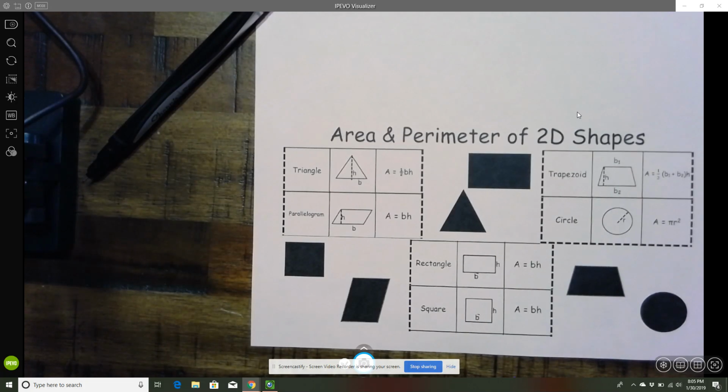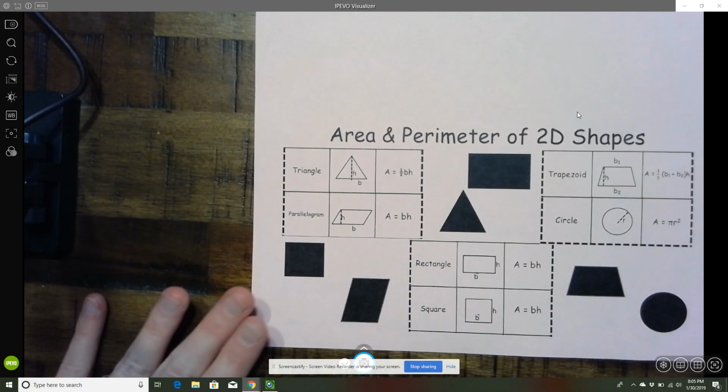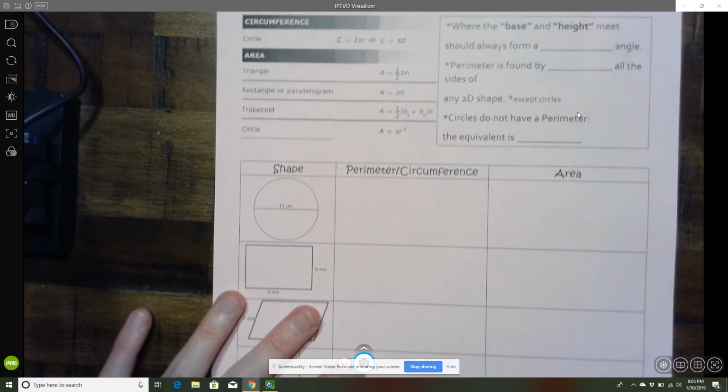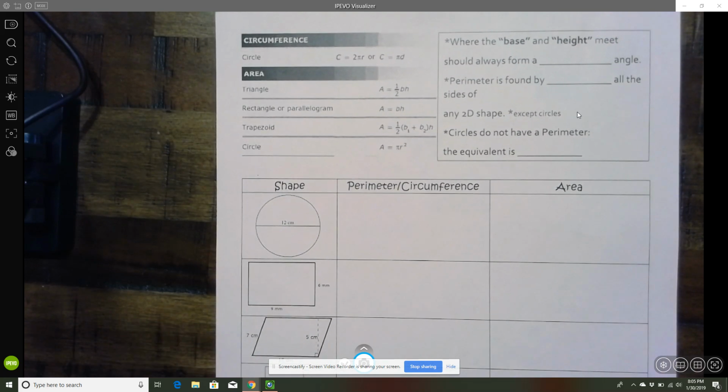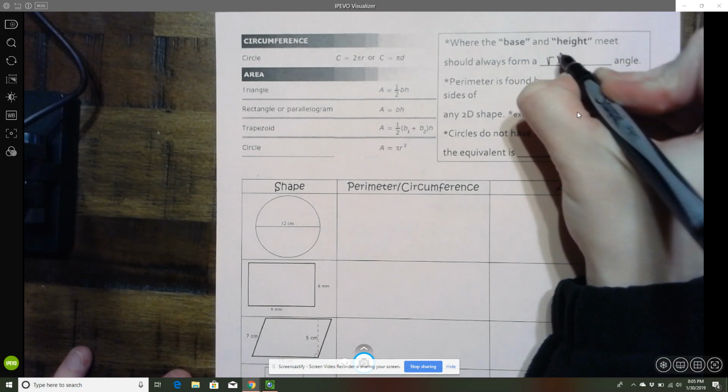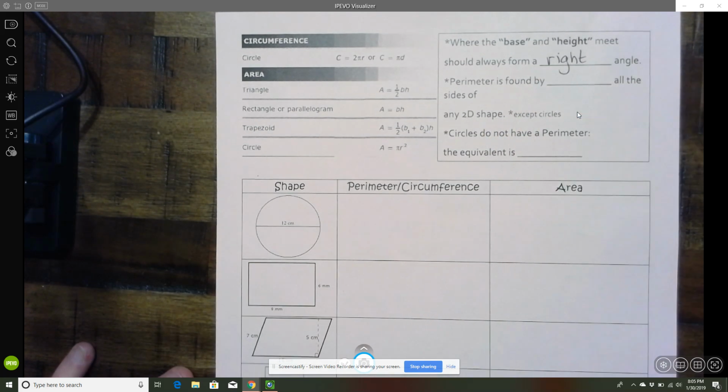This video is for area and perimeter of 2D shapes. So we're about to start surface area. So you've got to be able to find the perimeter and area of these basic shapes. Where the base and the height meet should always form a right angle.